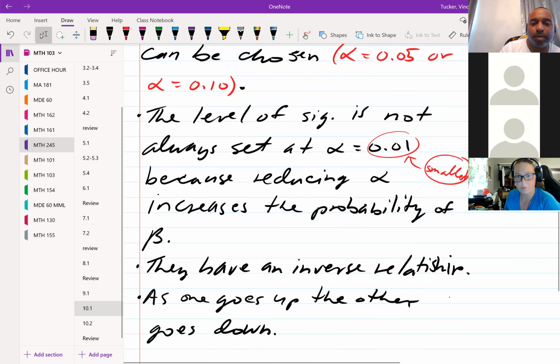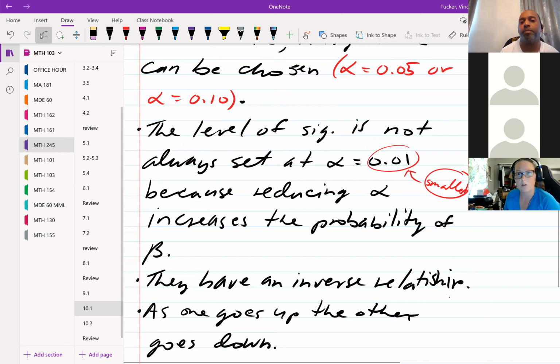All right, so I believe that's it for 10.1, just talking about the inner workings of setting up your hypothesis testing.